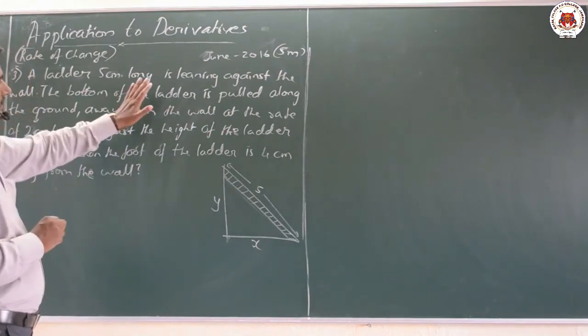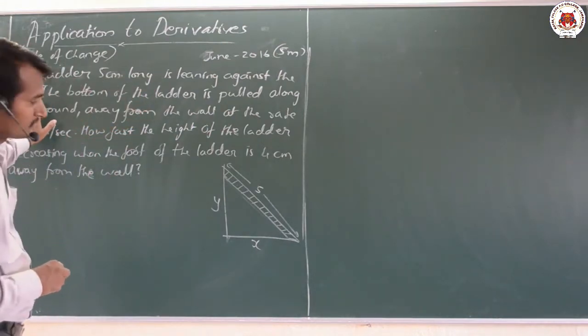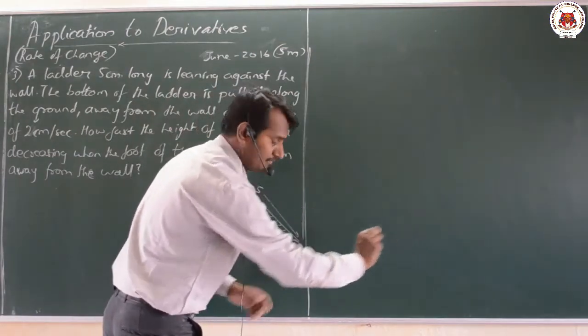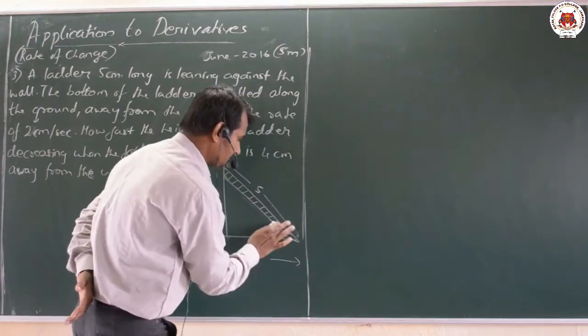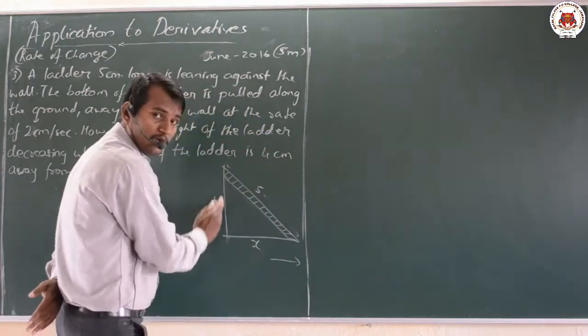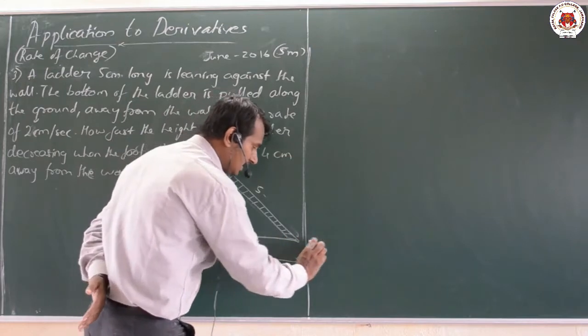Now the ladder is leaning against the wall. What he is doing is pulling the bottom of the ladder, pulling it away from the wall here. This is our wall, Y is the wall. He is pulling the ladder away from it.